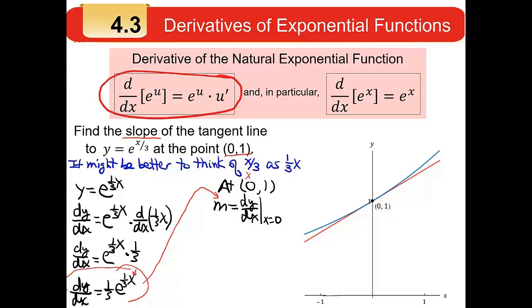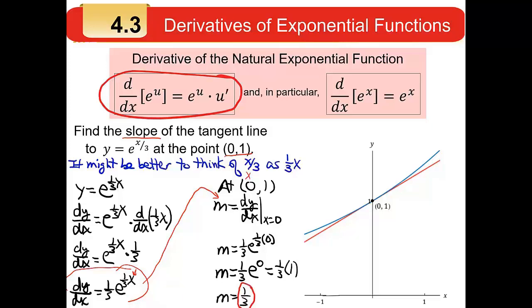So at the point we're interested in, x equals 0, when you plug 0 in, you get 1/3 e to the 1/3 times 0. Well, 1/3 times 0 is 0. Any non-zero number raised to the 0 power is 1. So you're really just doing 1/3 times 1. So the slope is 1/3.